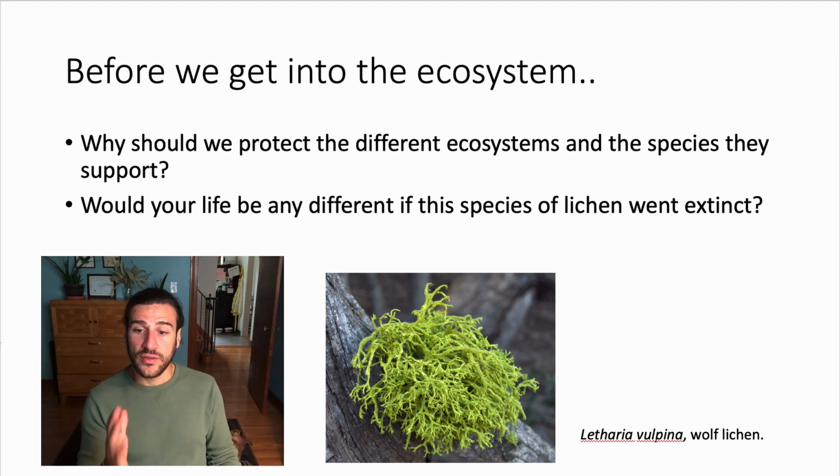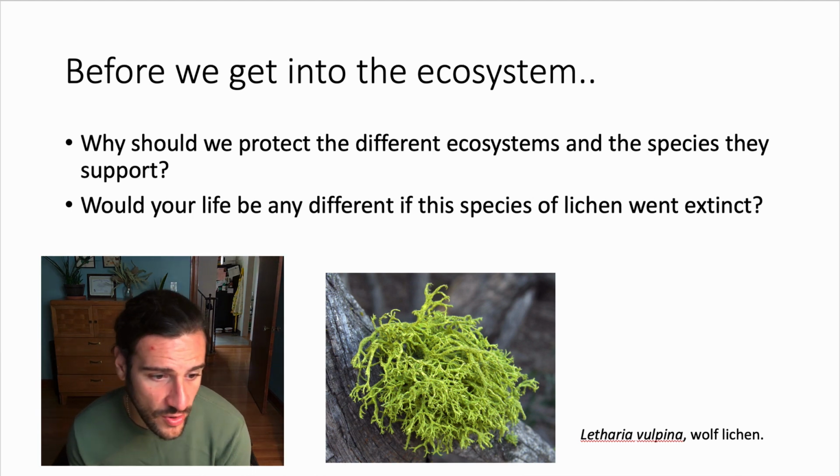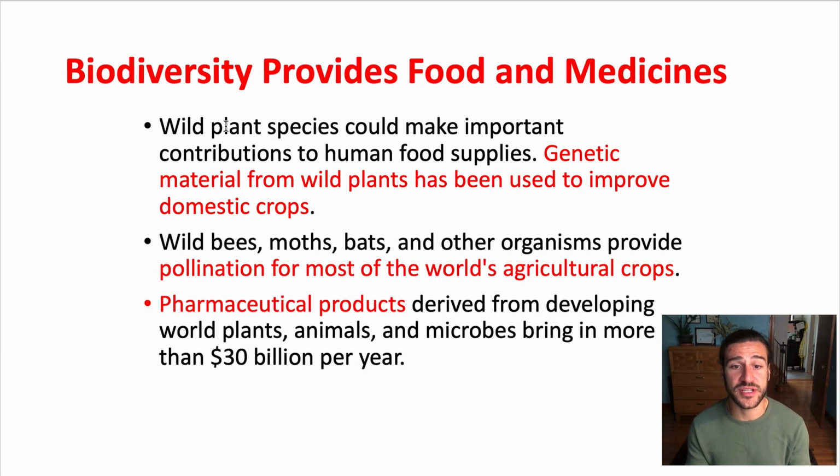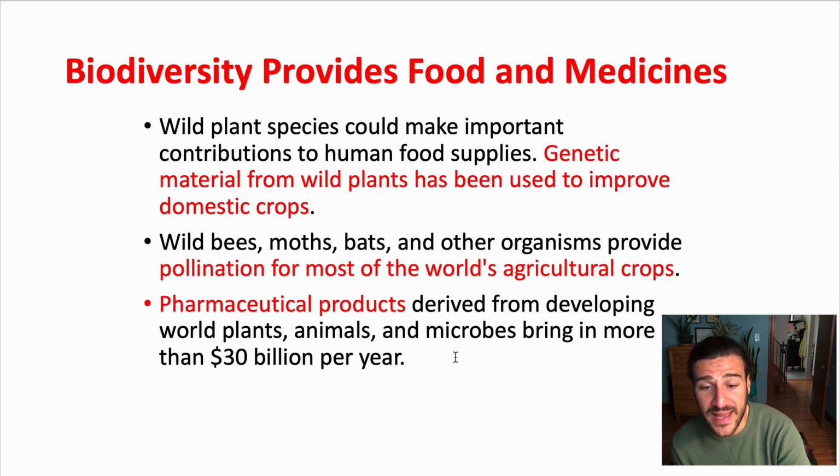So think about those interactions. And clearly, like I mentioned, many organisms can provide food and medicines to us, right? These pharmaceutical products derived from developing world plants, animals, and microbes bring more than $30 billion per year. Not to mention the pollinators that we see. So we are trying to protect pollinators that carry out pollination for agricultural efforts at the global scale.